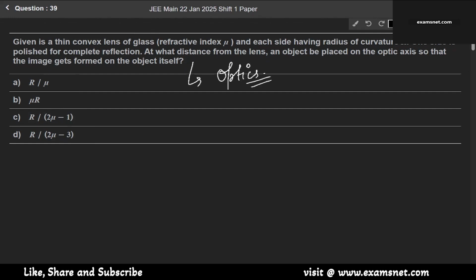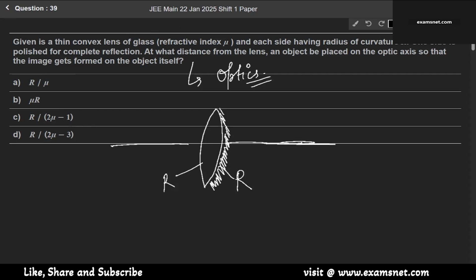So we are given a convex lens of glass of refractive index mu, and each side having radius of curvature r. One side is polished for complete reflection. At what distance from the lens should an object be placed on the optic axis so that the image gets formed on the object itself? Okay.